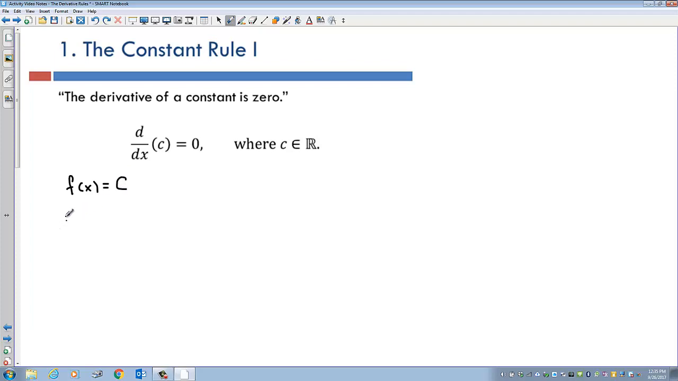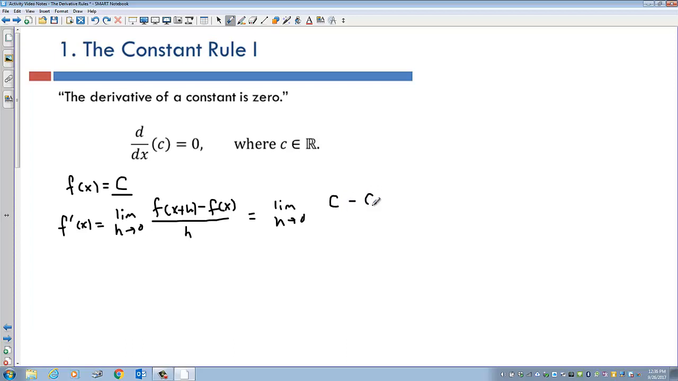But we can actually show this with the definition. f prime of x is, remember, the definition of the derivative, the limit as h goes to 0 of f of x plus h minus f of x, all divided by h. Then we can just do what it says, and you'll see that we actually get out the number 0. Here, remember f of x plus h is just the constant c. That's the tricky part. So f of x plus h is c, minus f of x, which is c, and then divided by h.